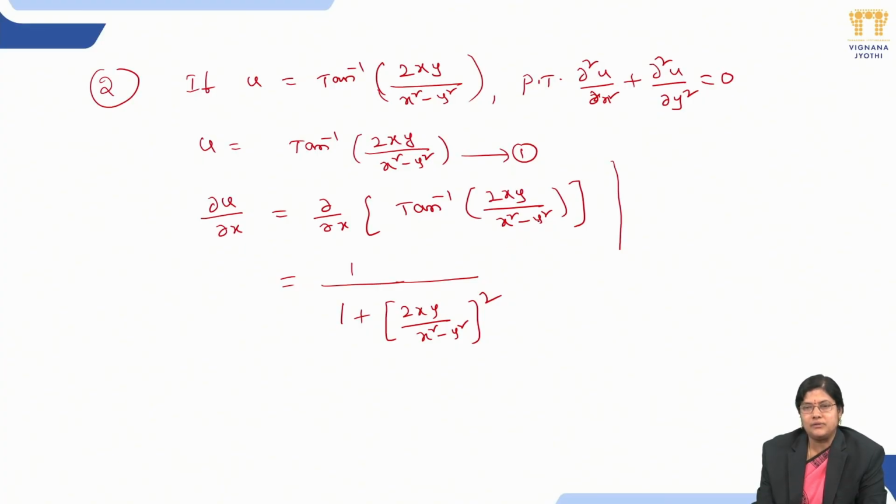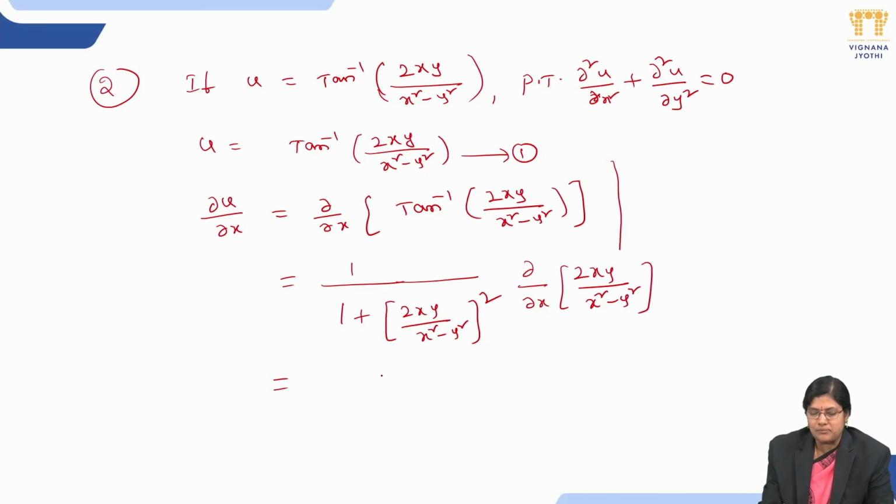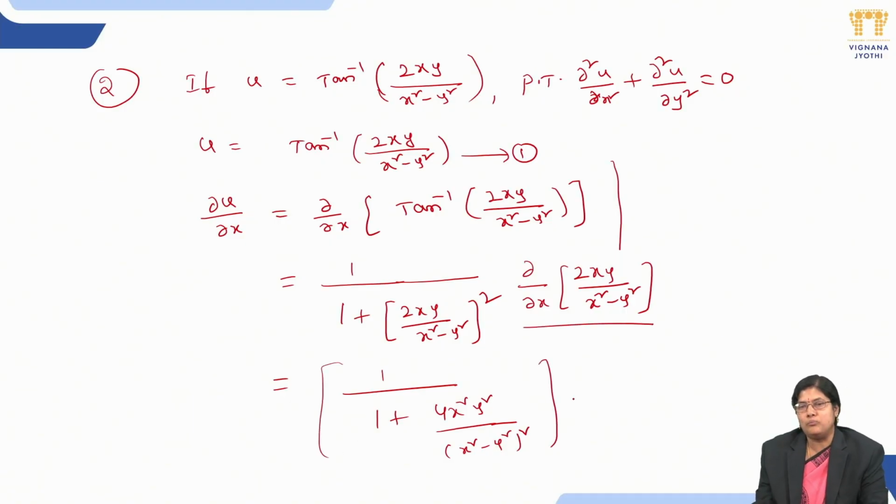So, by applying that definition, we get ∂/∂x of tan inverse of 2xy by x square minus y square equal to 1 by 1 plus 2xy by x square minus y square whole square, into ∂/∂x of 2xy by x square minus y square. When simplifying this expression, this is equal to 1 by 4x square y square divided by x square minus y square whole square, into an expression of the form d/dx of u by v type.